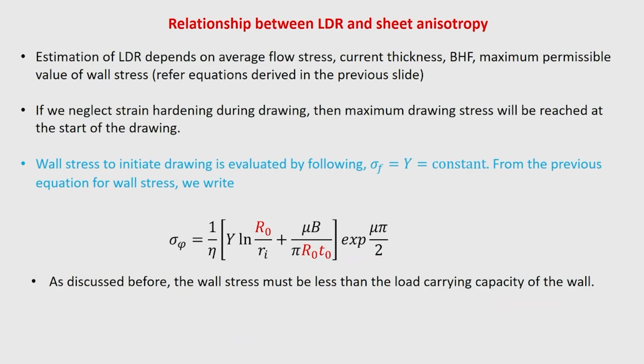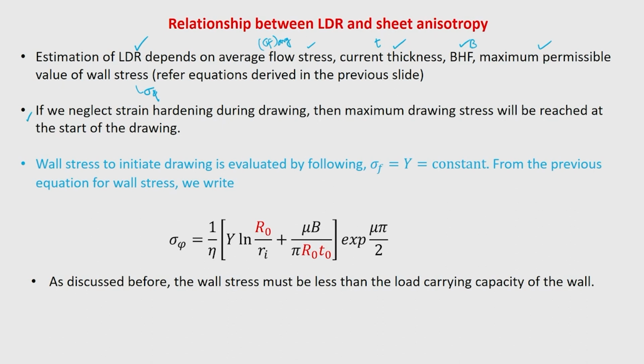So, from the previous formula we derived, this LDR actually depends on the average flow stress, we know that, and the current thickness B, and then the maximum permissible value of wall stress, which is nothing but my sigma phi. Okay, average flow stress we said sigma F average, current thickness is T, this is your B, and maximum permissible value of wall stress is sigma phi. So, there is a particular level of wall stress that is allowed when you do cup deep drawing, that is your sigma phi. Sigma phi is a stress in the cup wall, but there has to be a permissible limit. Okay. So, now let us discuss these points.